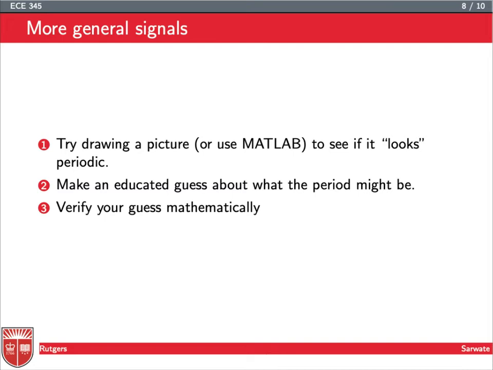But you can look at the plot to try and make an educated guess about what the period might be, or at least whether it's periodic or not, and then you try to verify your guess mathematically. You have to actually do out the math and prove it.